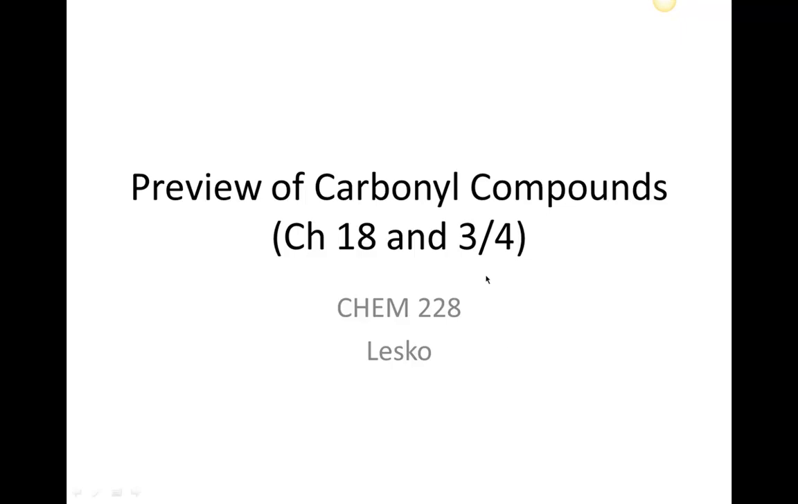This is the chapter that's not a chapter in the book. It's right after chapter 18 and before chapter 19, so I'm calling it chapter 18 and 3/4. This is a preview or an overview of carbonyl compounds.